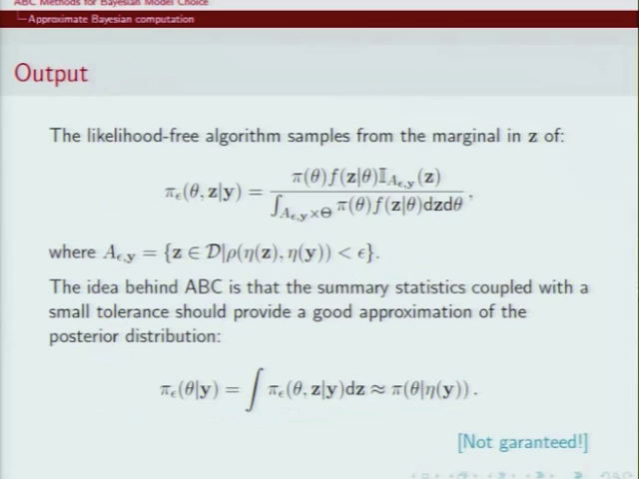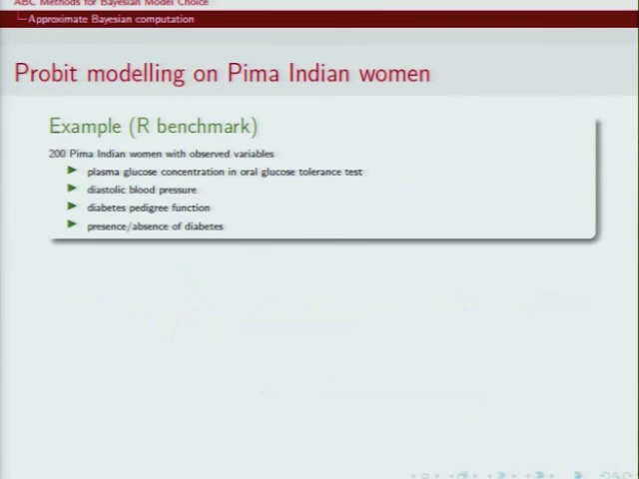Okay, so in the long run, if we have a lot of computing power and we can push epsilon to 0, in the best of cases, what we'll get is an approximation to pi of theta given eta of y. Okay, that's the best possible outcome. And so in some cases, we do get a reasonable approximation to the original Bayesian target.